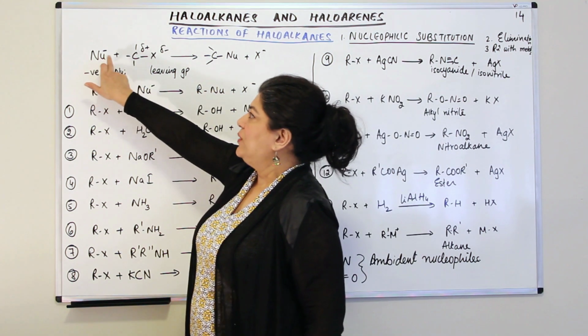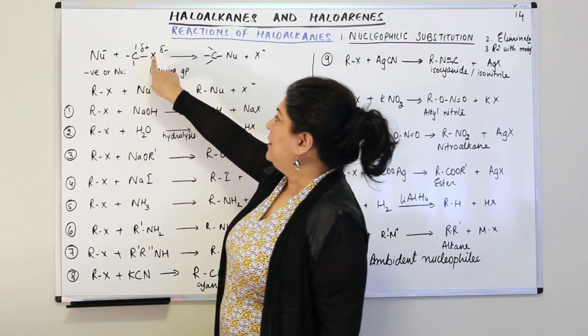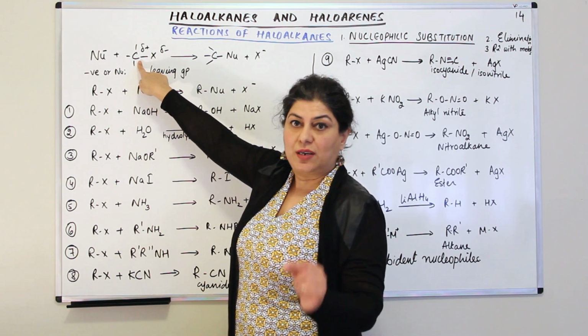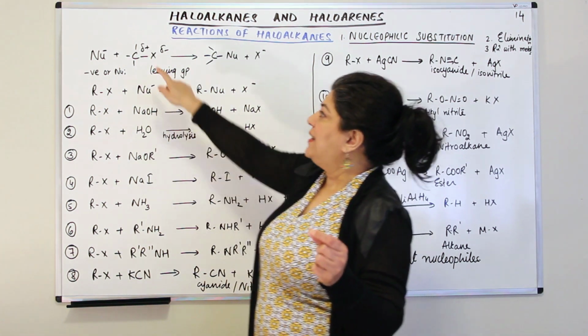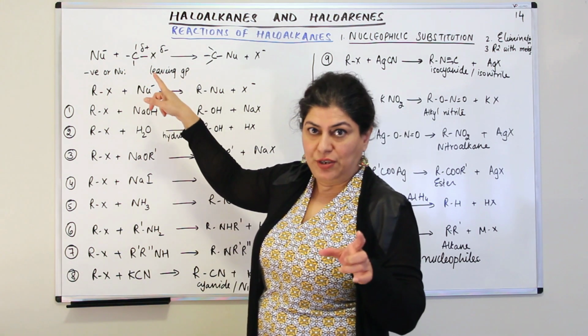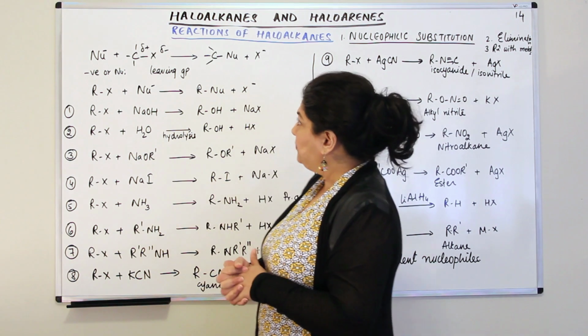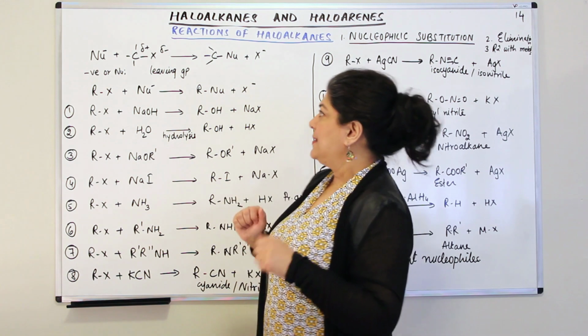A nucleophile, which is negatively charged, attacks the haloalkane. The halogen is partially negatively charged, and the sp3 hybridized carbon which is attached to the halogen is partially positively charged, and it is this carbon which is attacked by the nucleophile. We'll be doing the mechanism of the reaction in the next video. Right now you just have to understand what a nucleophilic reaction is.